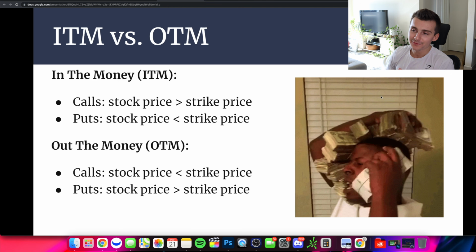All right, so in the money versus out of the money. ITM means for a call that the stock price the stock is currently trading at is higher than the strike price you're looking at. For a put to be in the money, the stock price is below the strike price, okay?